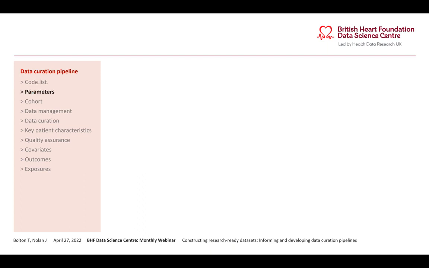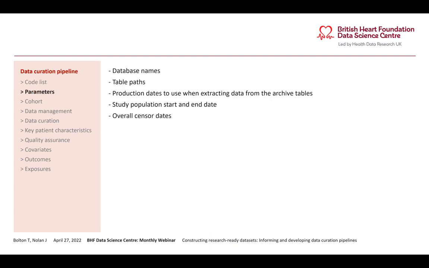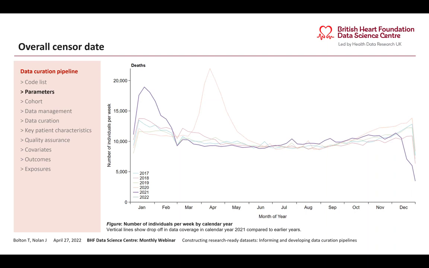So at the start of the pipeline, we set our parameters. This includes database names, table paths, production dates to use when extracting data from the archive tables, project start and end dates to define our study population, overall censor dates. For the latter, this may involve, as Sean showed earlier, plotting the number of individuals over time to see when the data coverage drops off. And it's useful to compare the current year to previous years here.